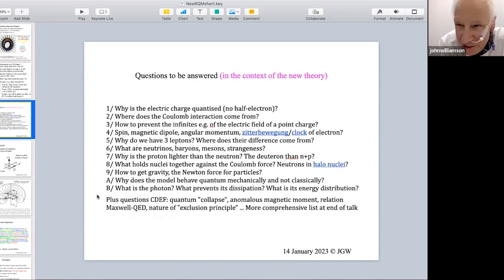So here are the questions that everybody set up. These are the questions that we're going to answer. They're not the only questions that are going to get answered. There are going to be quite a few others that come along as well.